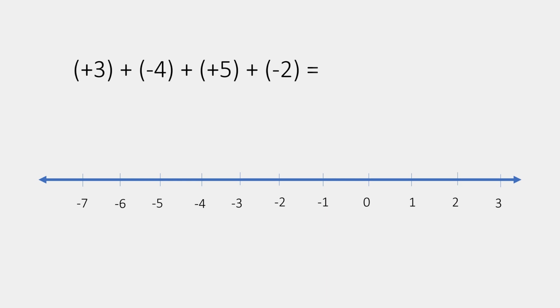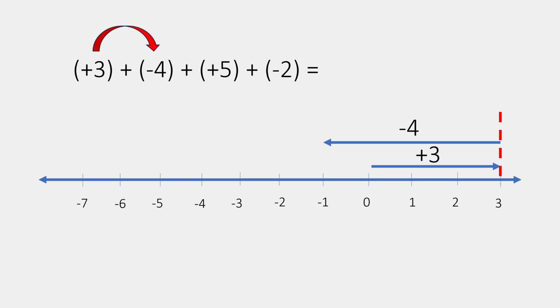Here we have a series of numbers, so we have a positive 3 plus a negative 4 plus a positive 5 plus a negative 2. Let's start from the 0 and let's go 3 spaces to the right, plus a negative. Now, since it's a negative, we are going to go to the left of the 0, and we are on negative 1. So the 3 and the negative 4 will cross out and we rewrite it as a negative 1.